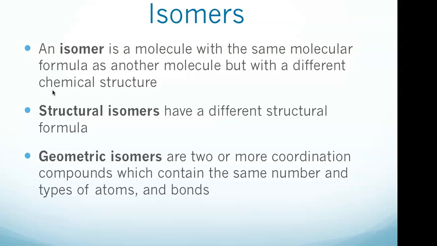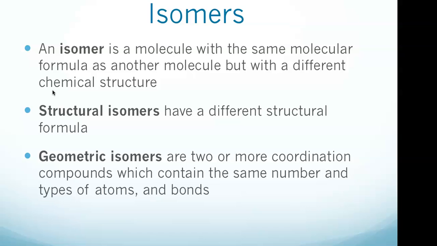An isomer is a molecule with the same molecular formula as another molecule, but with a different chemical structure. That is, isomers contain the same number of atoms of each element, but have different arrangements of their atoms. Butane and isobutane have the same number of carbon atoms and hydrogen atoms, so their molecular formulas are the same. However, each one has a different structural formula, which shows how the atoms are arranged. So, we can say that butane and isobutane are structural isomers.